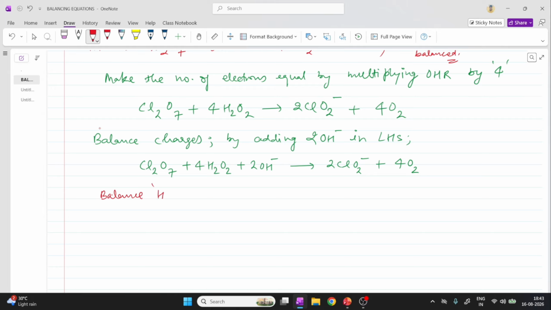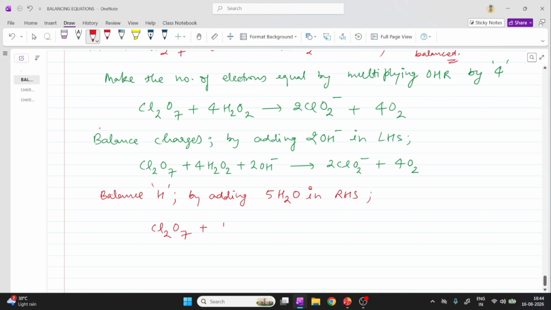Now the last step is to balance hydrogen and oxygen. I will go with hydrogen first, balance H. How many hydrogens do we need? On the left side I have H2 multiplied by 4, 4 2s are 8 hydrogen, and OH minus is 2, so 10 hydrogen on the left side, whereas the right side has 0. I need 10 hydrogen, so I can add 5 H2O on the right hand side, because for hydrogen and oxygen I need to add H2O.